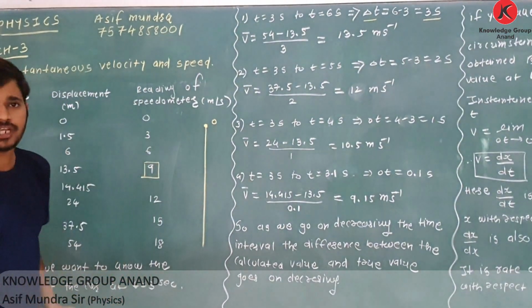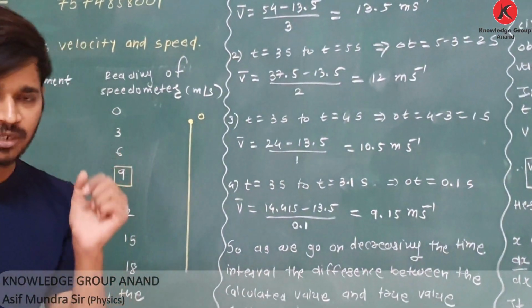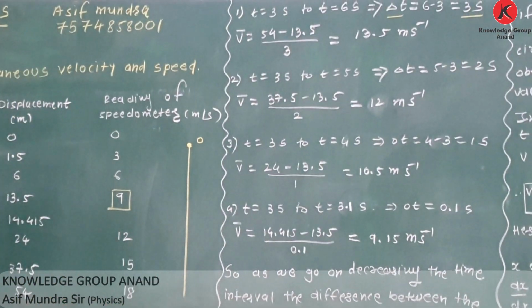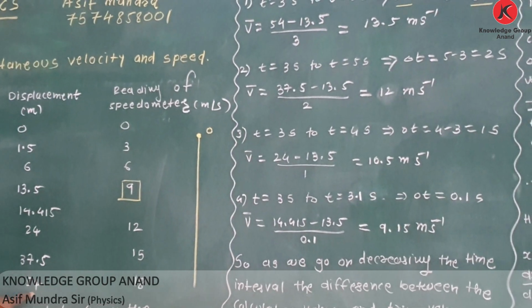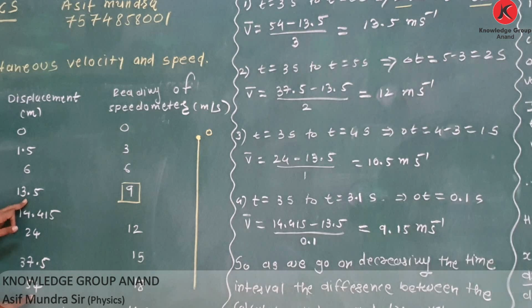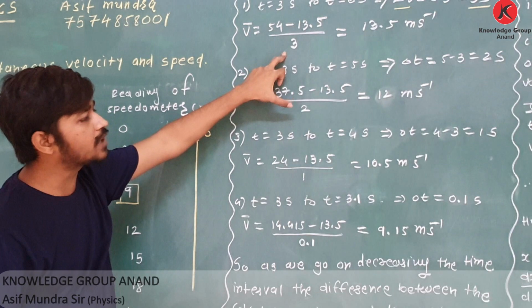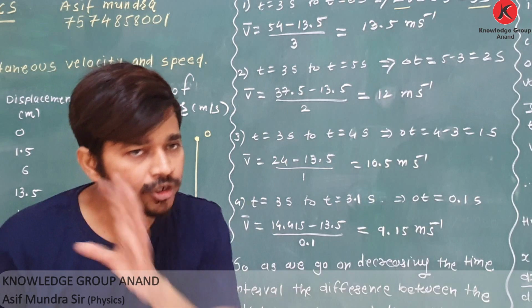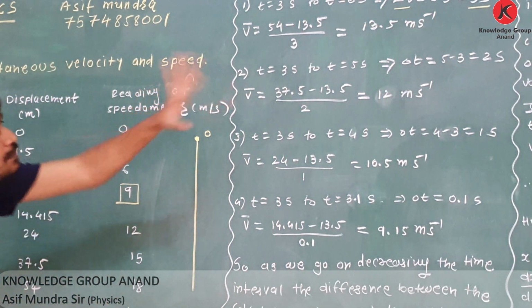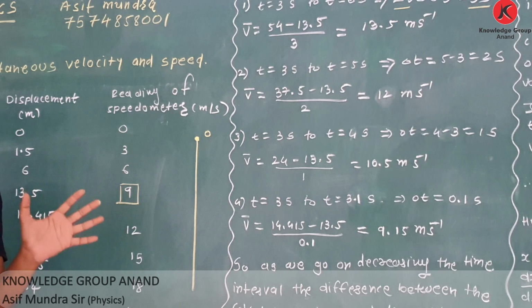How to find average velocity? Average velocity is equal to displacement upon time, final position minus initial position upon time. Final position at time t equal to 6 is 54. Initial position at time t equal to 3 is 13.5. So 54 minus 13.5, divided by the time interval, 3 seconds. You will get 13.5 meter per second. Clear? Now, this 13.5 meter per second is not near 9 meter per second. There is a large difference.